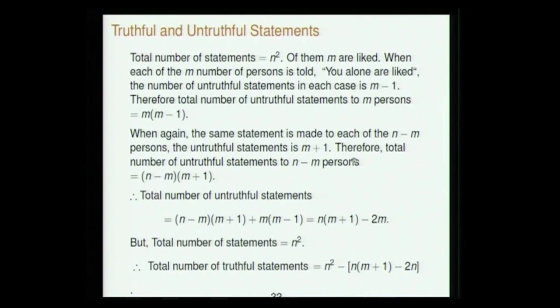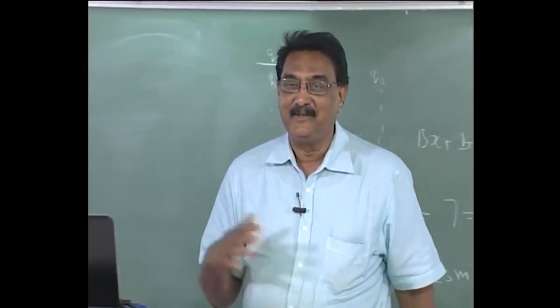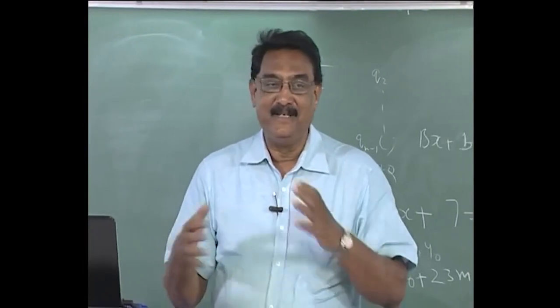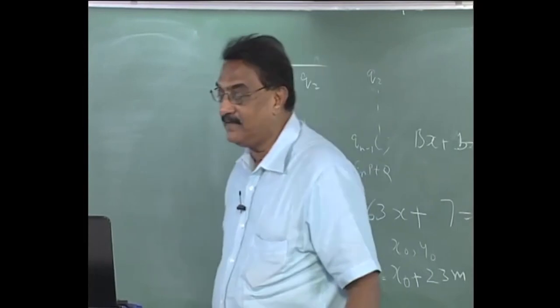So, finally you have to add these things, m into m minus 1 plus this. So, untruthful statement asatyani, n into m plus 1 minus 2m. So, total number of statements is equal to n squared. So, n squared minus this. So, this is the kind of thing. I am sure in the present context also maybe we have to devise some algorithms, so many truthful and untruthful statements are made in the public, there must be a way of analyzing it.